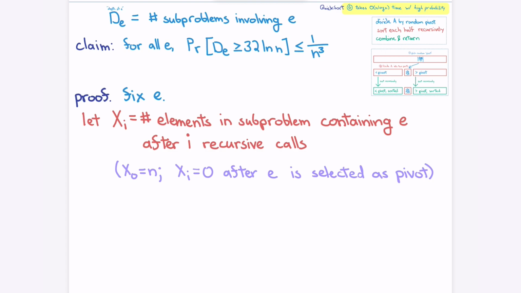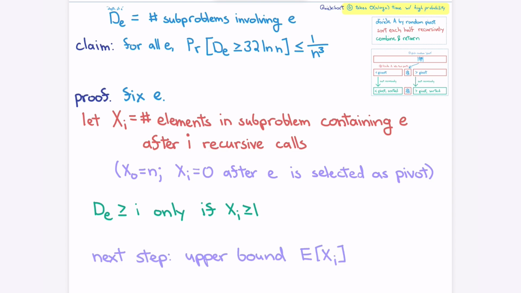As soon as E is selected as a pivot, x_i is equal to 0. So d is greater than or equal to i only if x_i is greater than or equal to 1. When x_i is equal to 0, that means those subproblems have died off, and E is not in a real subproblem anymore, so d will be less than i. So what I want to argue is that x_i reaches 1 with high probability.